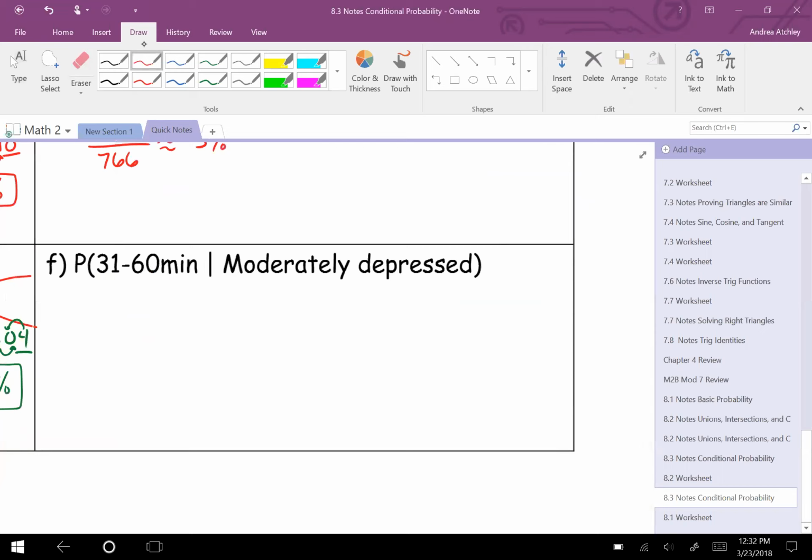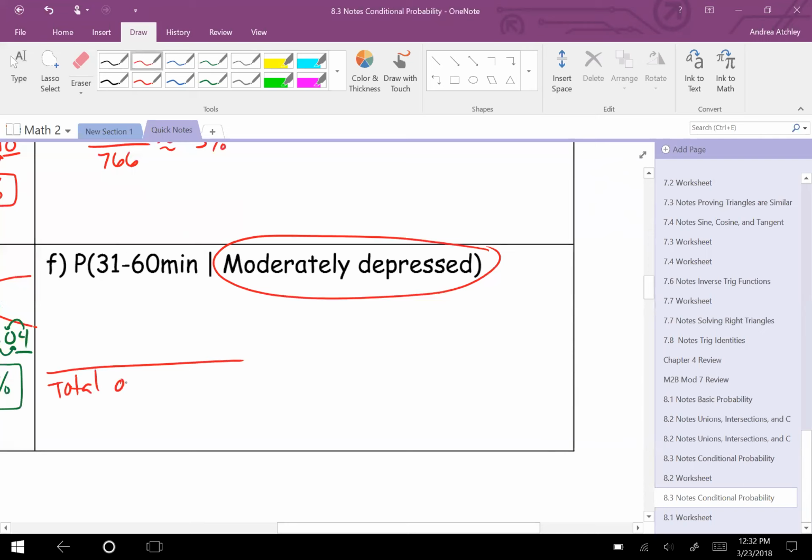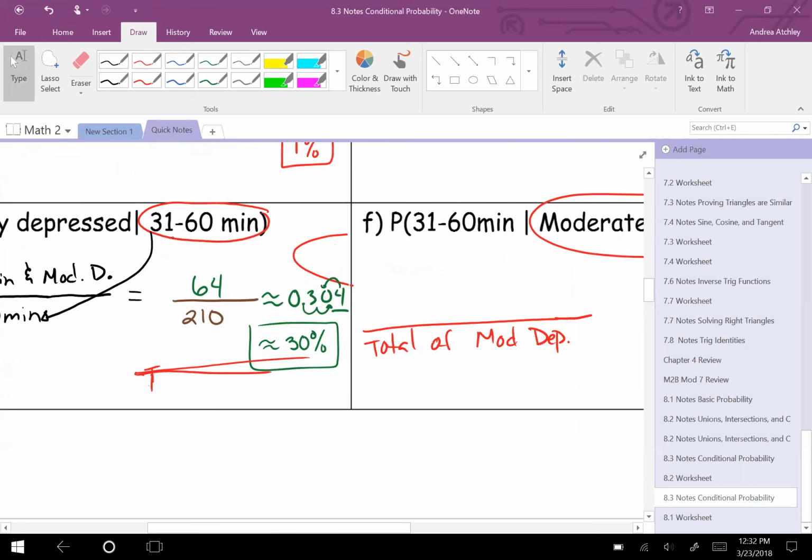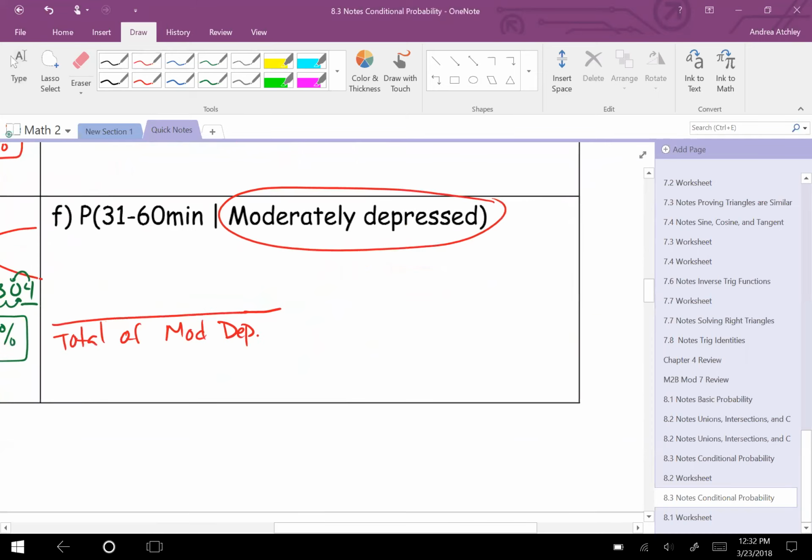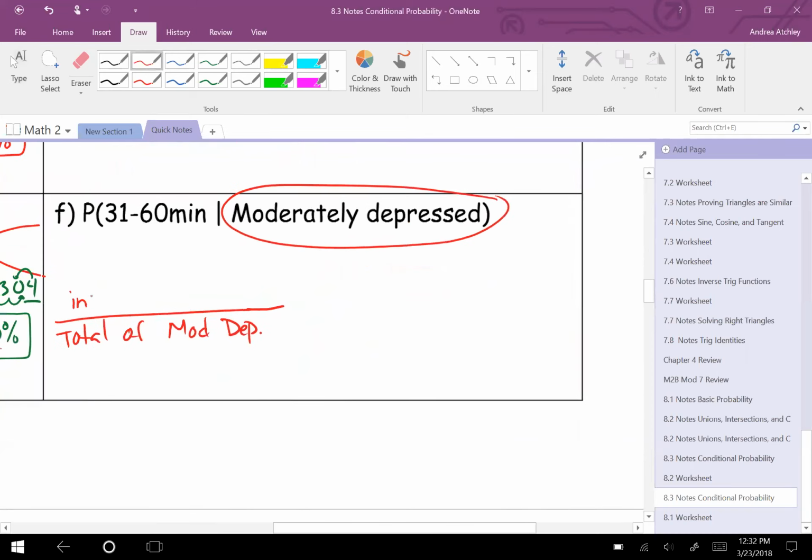Okay, class, we're quiet. Thank you for your patience. We're going to come back here. Moderately depressed total goes on the bottom. Okay, the moderately depressed people are on the bottom, which is different from this other one we did, because 31 to 60 minutes was the second thing mentioned. Okay, and it's over the intersection of 31 to 60 and moderately depressed.